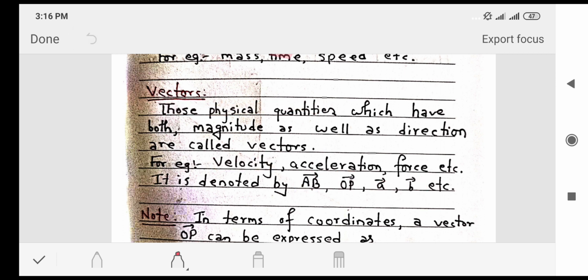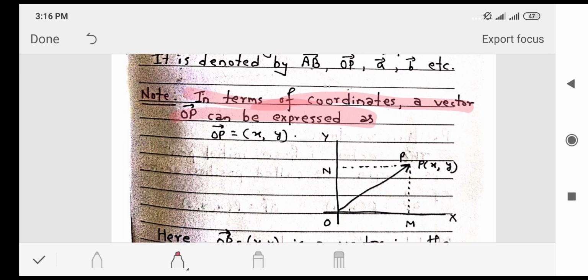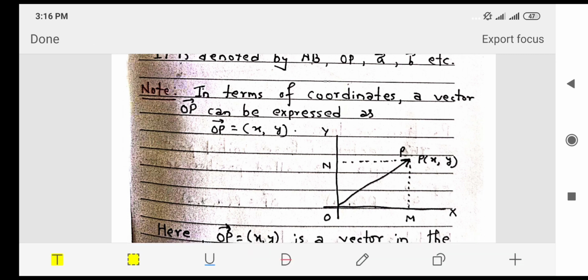Let's go ahead. Our next note is given to us. The note is, in terms of coordinates, a vector OP vector can be expressed as OP vector is equal to (x, y). You can see over here in this figure, if there is a point P(x, y), then its position vector is denoted by OP vector. OP vector is equal to (x, y). You can see it in the figure as well.